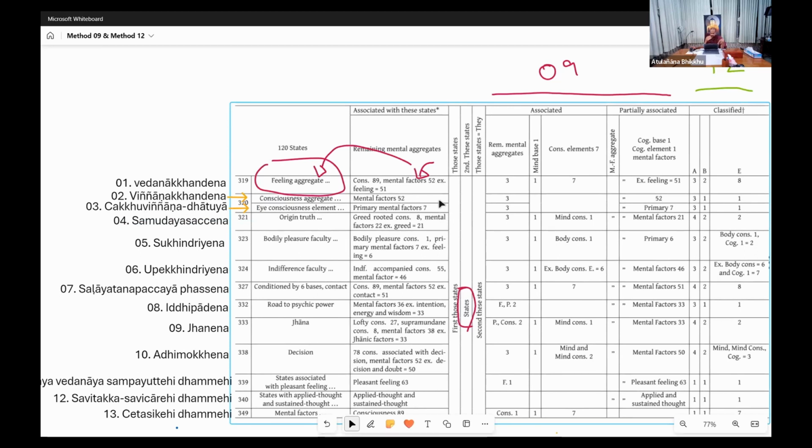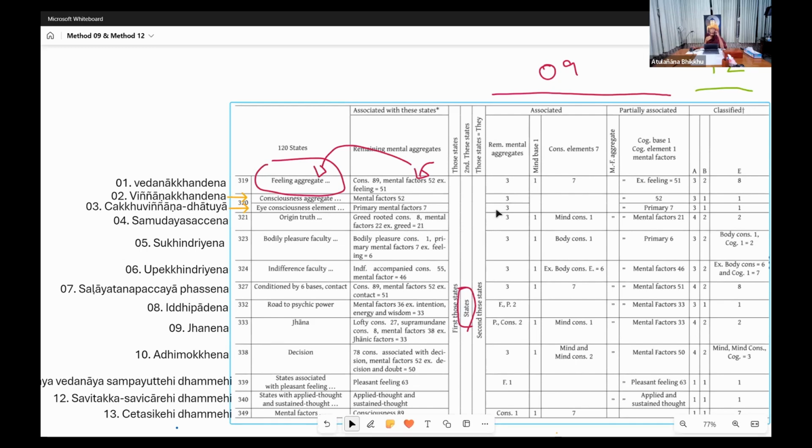So for Te Dhammehi Ye Dhamma Sampayutta, again we get the eye consciousness element itself. Find it here. Those states, the second set of states, is the eye consciousness element. Then we have the question on the association. Those dhammas are associated with the remaining mental aggregates, 3 mental aggregates, because it's the conscious part of the consciousness.